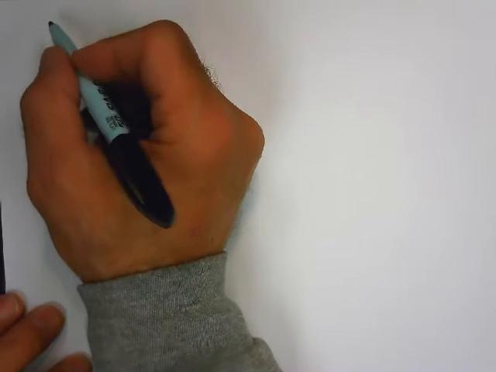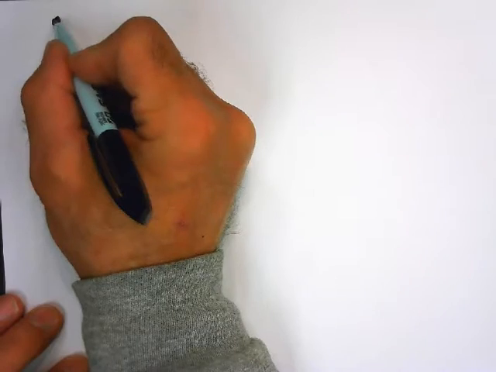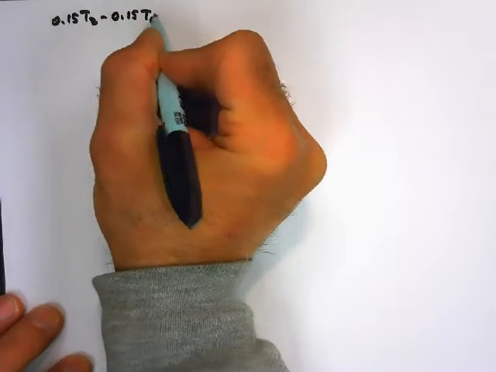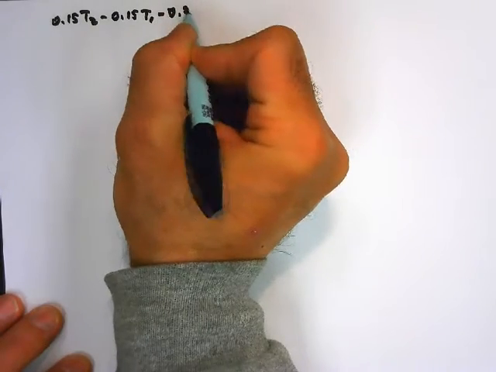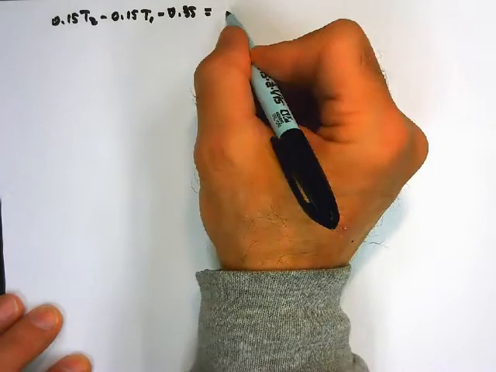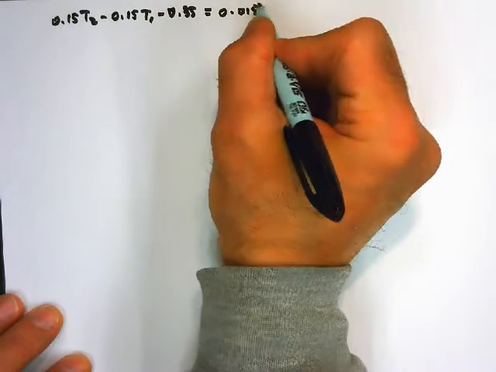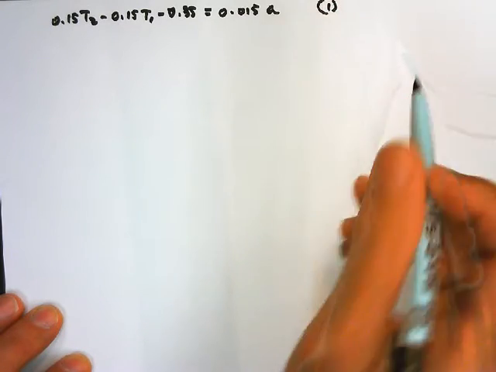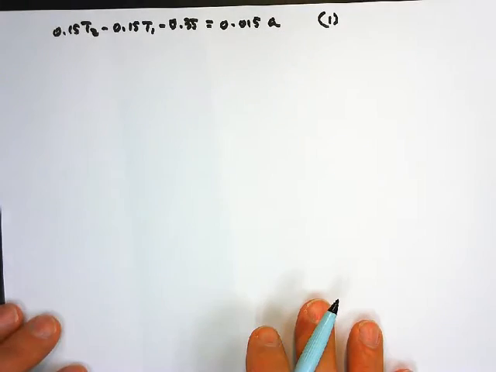Now let's move on to the next step. I'll just write that result up at the top here. So far we have 0.15 T2 minus 0.15 T1 minus 0.35 equals 0.015 A. So there's our first equation that we can keep.